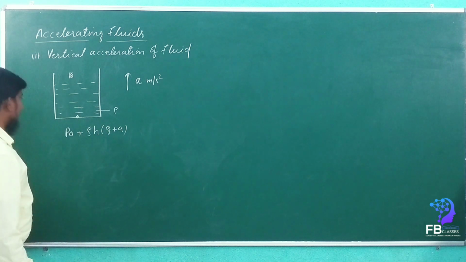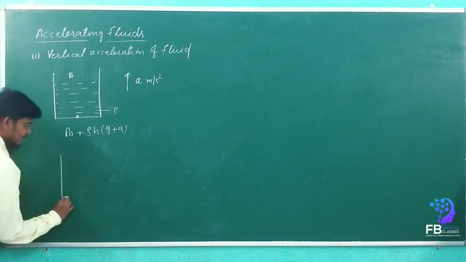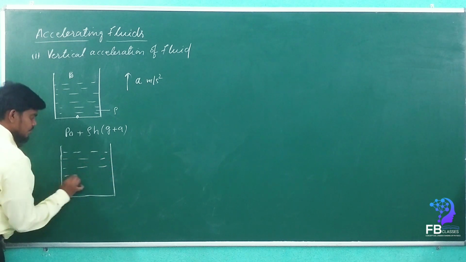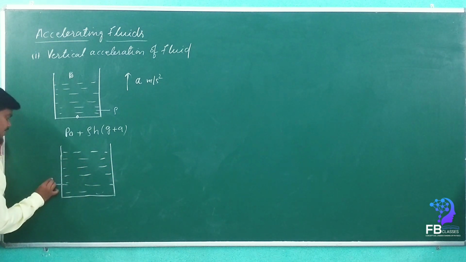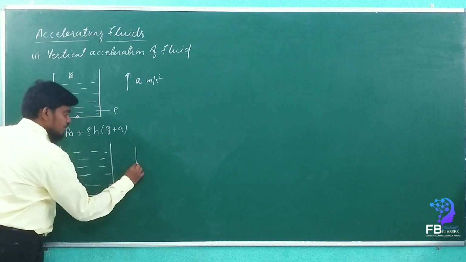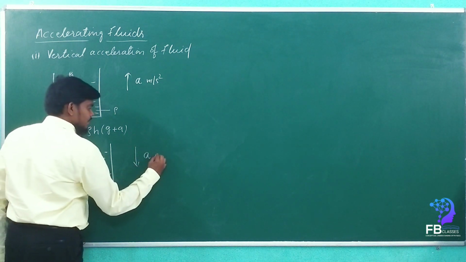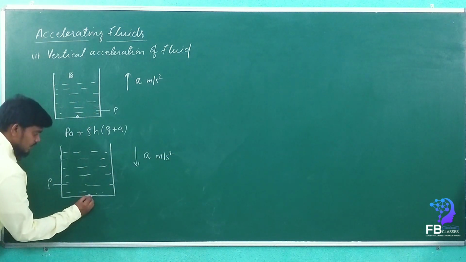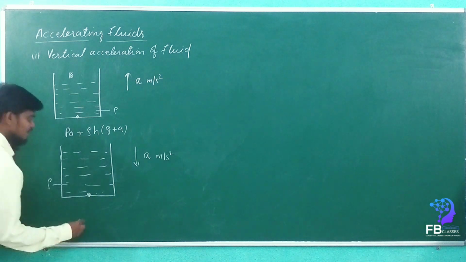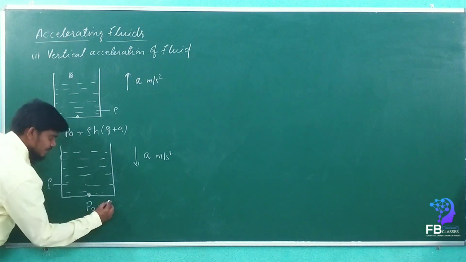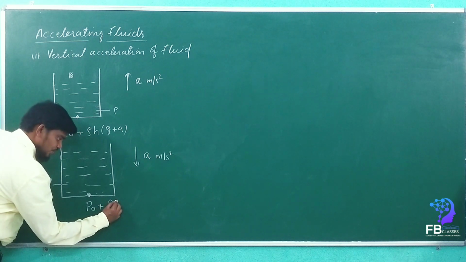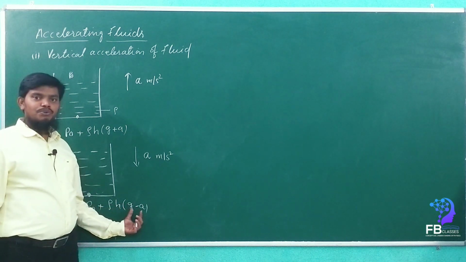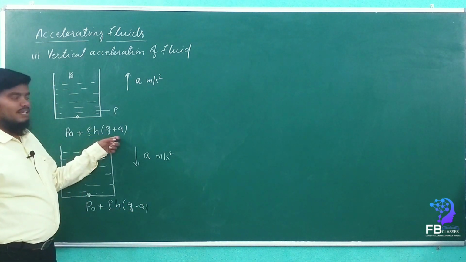Yes or no? In a similar manner, if the same container with liquid of density rho is moving downwards with an acceleration a, then the pressure at the bottom point we can write as P naught plus rho h (g minus a). This is g minus a, the effective gravity, whereas in the upward case it is g plus a. Are you getting my point?